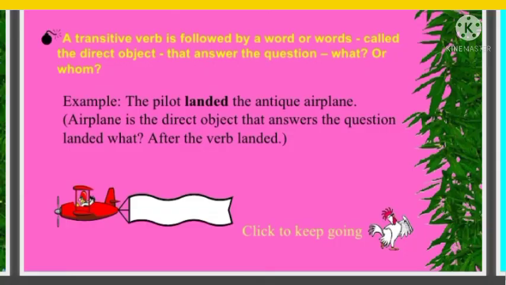So a transitive verb always takes an object to complete the meaning. We can see several examples. I will give you a chart of both transitive verbs and intransitive verbs.